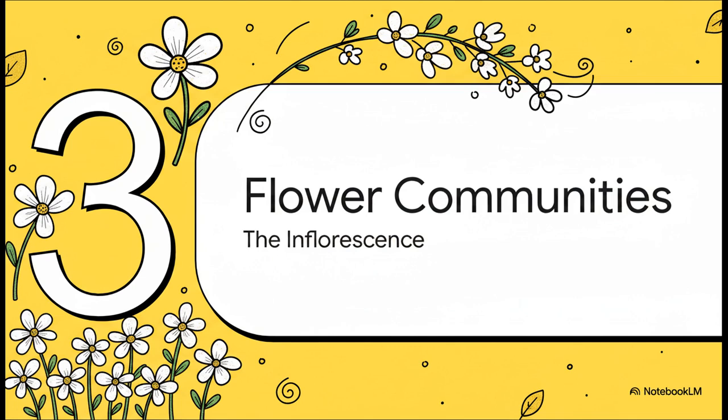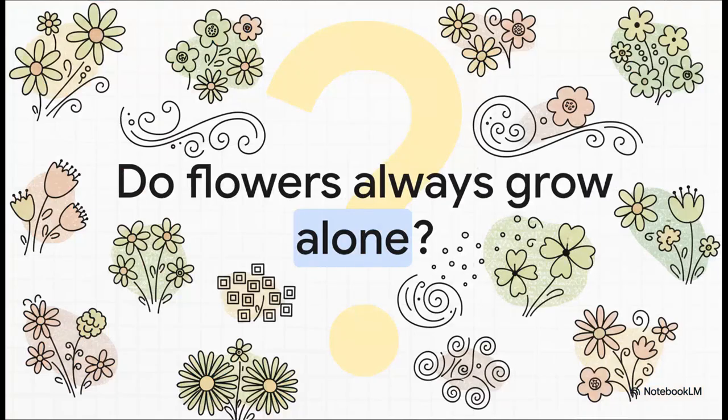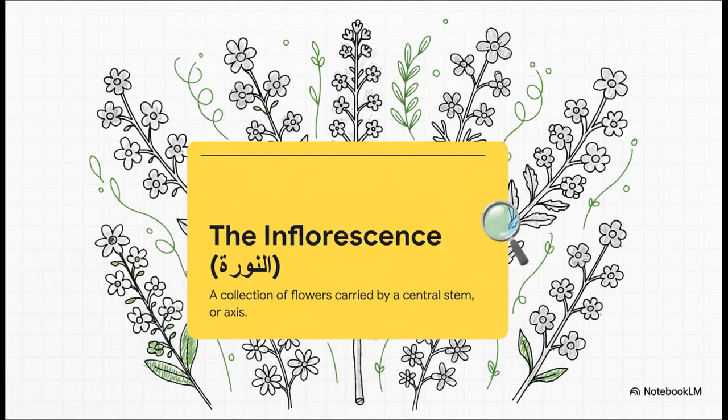Okay, so we've got this single flower down, but things get even cooler when we zoom out. See, plants are often way more social than you'd think. They don't just put out one flower at a time. They group them together in these organized and sometimes totally spectacular clusters. So let me ask you a simple question. Do flowers always grow alone? You probably already know the answer is a big no. But what's really interesting is that the way they group together isn't random at all. It's very intentional.